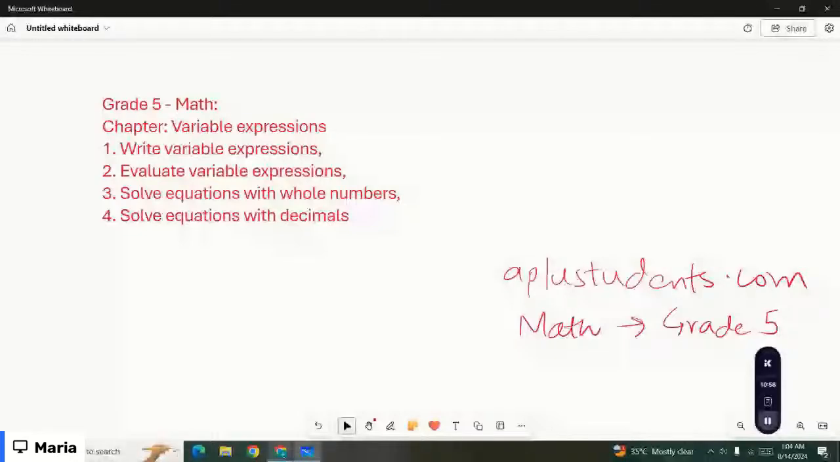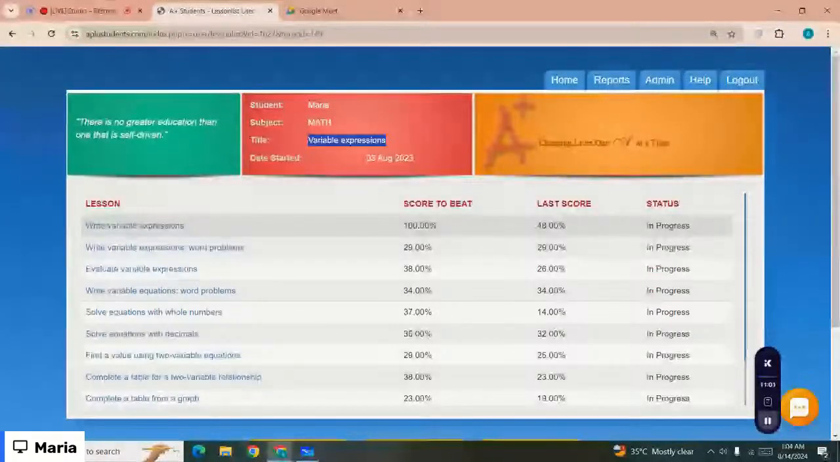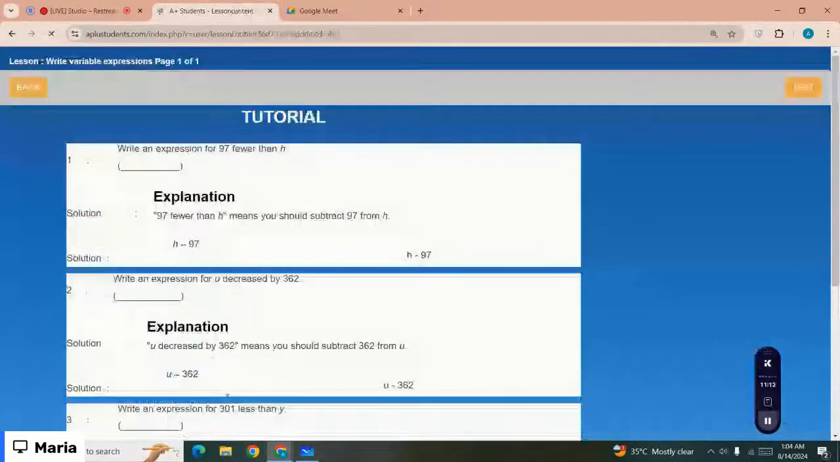Okay, so here I am right now on variable expressions. Let's start with the first lesson, write variable expressions. Write an expression for 97 fewer than h. So basically you are given the sentence.